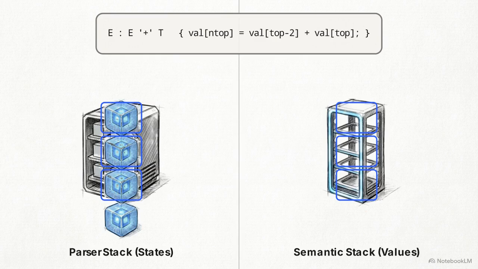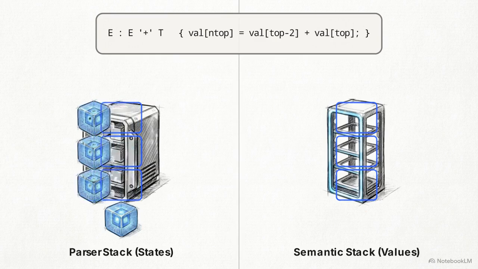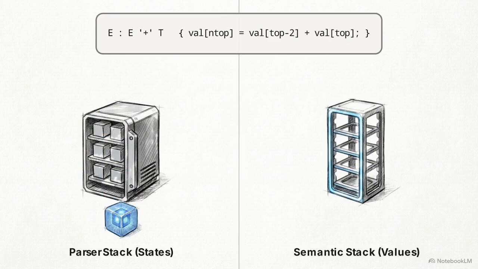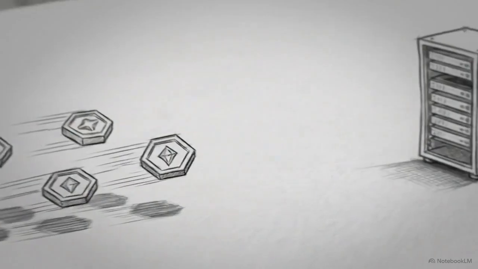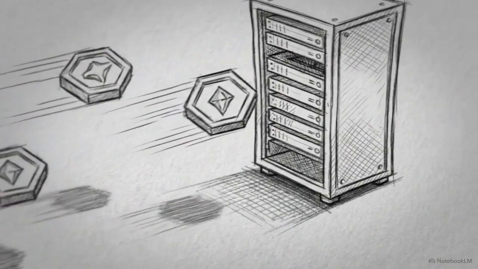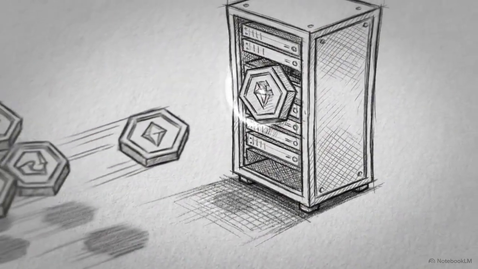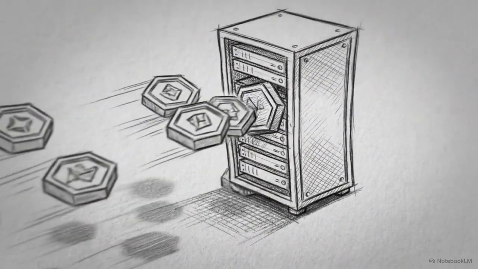When the parser recognizes the completed right side, it performs a reduction. 3 states pop off the parser stack, and simultaneously their 3 corresponding values pop off the semantic stack. The action logic accesses those popped children, adding the value from 2 positions down to the value at the top. That newly computed parent value, 19, is then pushed back onto the top of the semantic stack. This alignment between parser states and semantic values shows how bottom-up evaluation rules are implemented through physical stack operations.